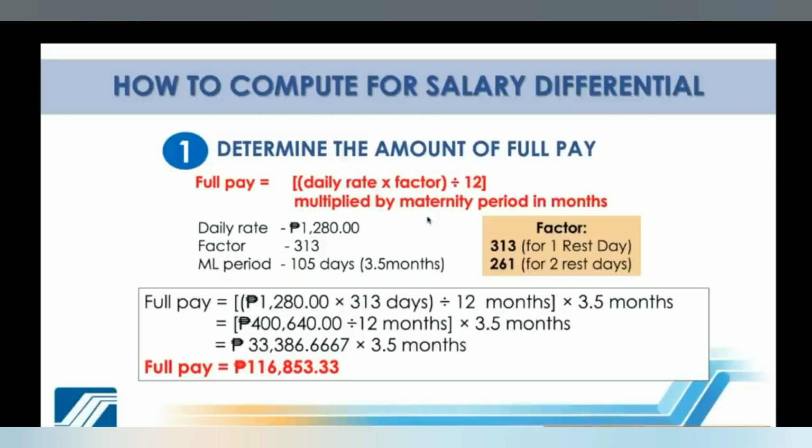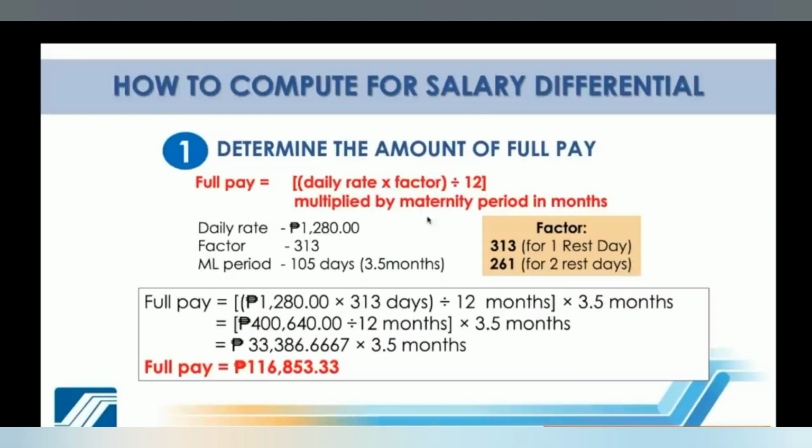Take note, kanina sa SSS maternity benefit, maternity period in days, diba? Kung ilan yung days na applicable sa'yo, 105, 120, or 60 days as the case may be. But in getting the salary differential, maternity period in months. So kung 105 days yan, 3.5 months ang ating pinag-uusapan. Kung 120, 4 months ang ating pinag-uusapan naman. Kapag 60 days, edi 2 months. Alright, whichever is applicable. But what is the factor? What factor are we talking about?